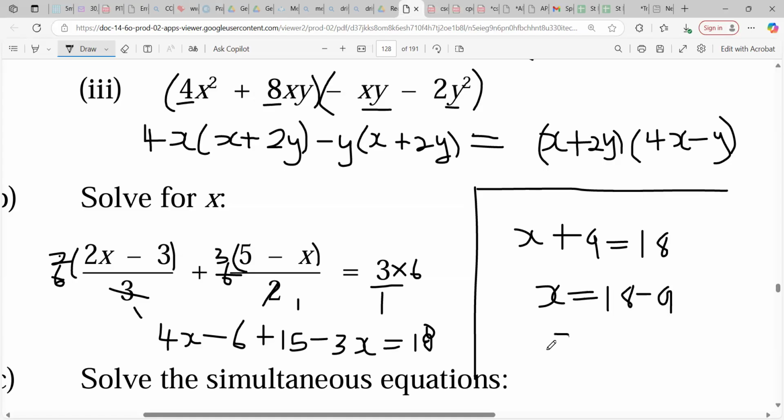So therefore, the value of x should be 9. We could just quickly check to see if it actually works. So 2 9s are 18 minus 3, that's 15. So this would work out to 5.